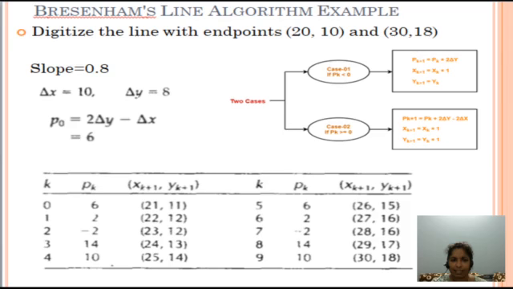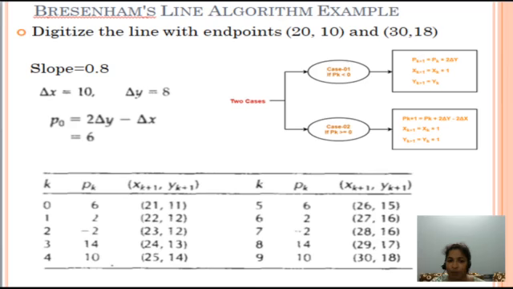And p0 is equal to 2 delta y minus delta x. This is equation 4, the initial decision parameter. So you can see the value is 2 into 8 minus 10, that is 6. Now we are starting at the 0th pixel. The initial decision parameter we got is 6, which is positive. Based on this value, we decide which value to take next.